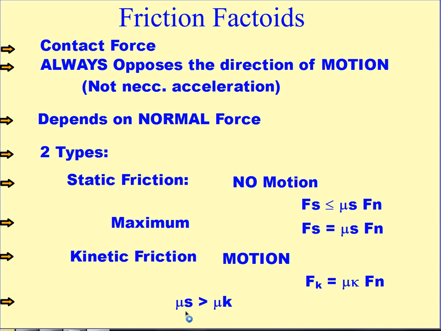Now, it turns out that μs is always greater than μk. Let's think about this. It takes more force to get a dresser sliding than it does to keep it going. That is because the static friction is greater than the kinetic friction.